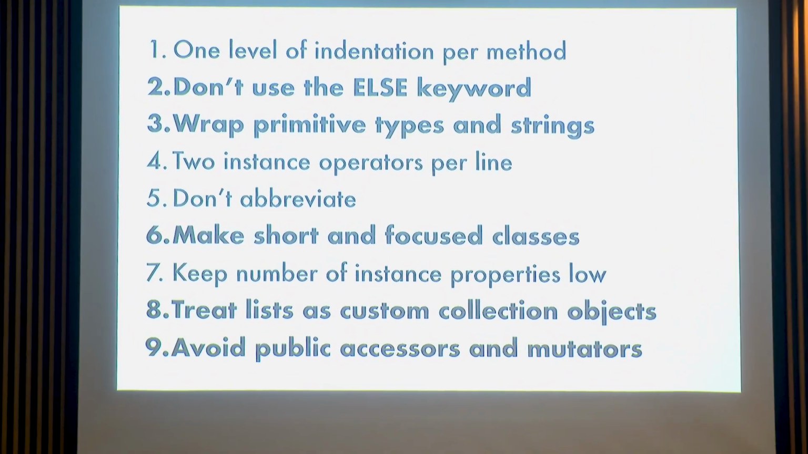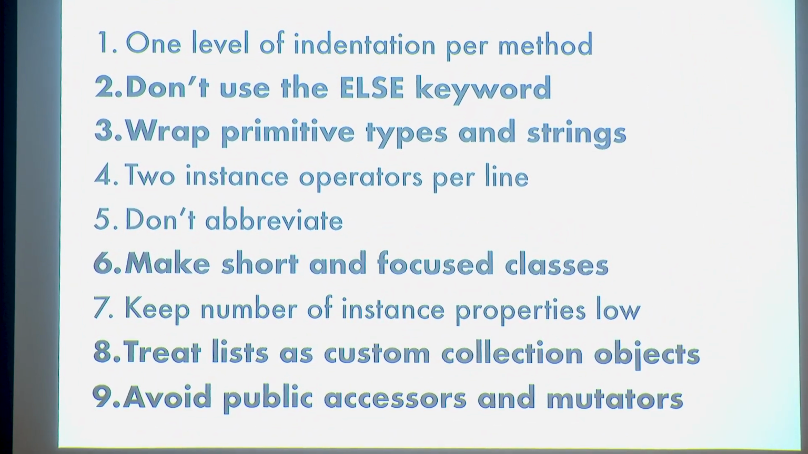So don't use the else keyword, wrap primitive types and strings, 2 instance operators per line, don't abbreviate, make short and focus less. So this is basically the single responsibility principle. Keep number of instance properties low. That means in a class, you will try to have just a minimum amount of properties or attributes, especially when you have to deal with services, for instance. I'm not talking about entities, if you are familiar with Doctrine and entities. Of course, an entity can have 30 or 40 properties because they map 30 or 40 fields in your database. So some classes are not concerned by this concept.